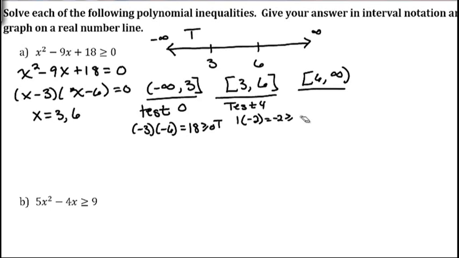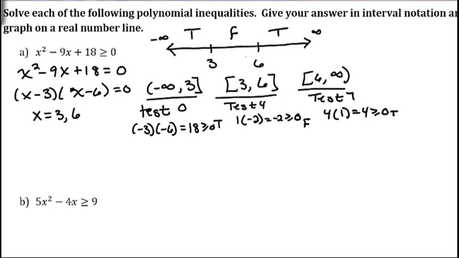Oh, sorry, not greater than or equal to 18. Greater than or equal to 0, and it's not greater than or equal to 0, so that's false. And in our next interval, 6 to infinity, we want to test something directly inside of this interval, so I'm going to test 7. When I plug 7 in, 7 minus 3 is 4, and 7 minus 6 is 1, and so I'm getting 4, and that is greater than or equal to 0, so the interval tested true.